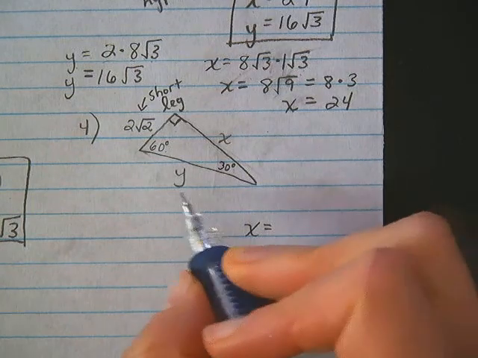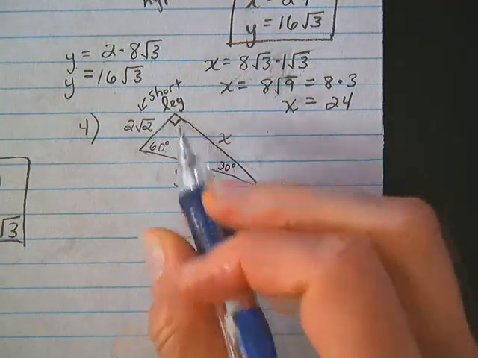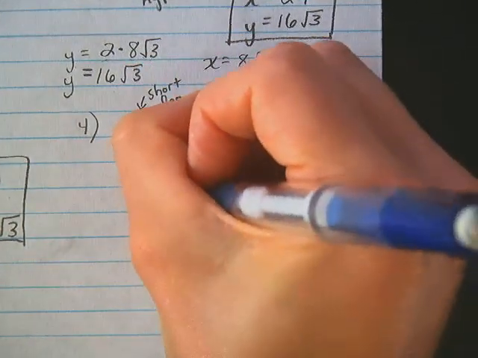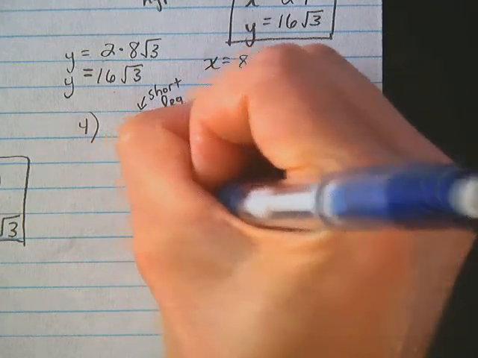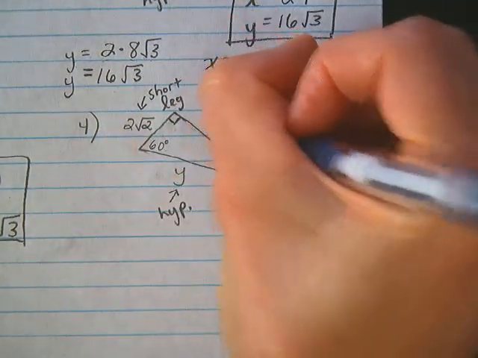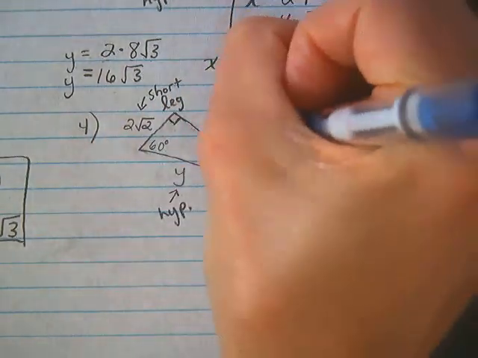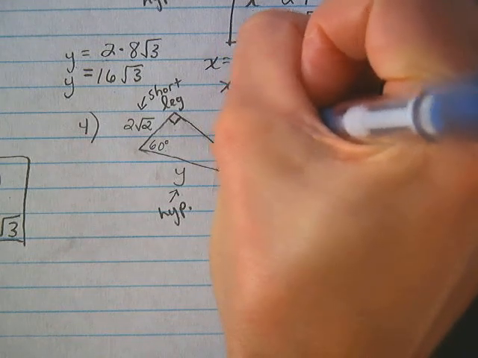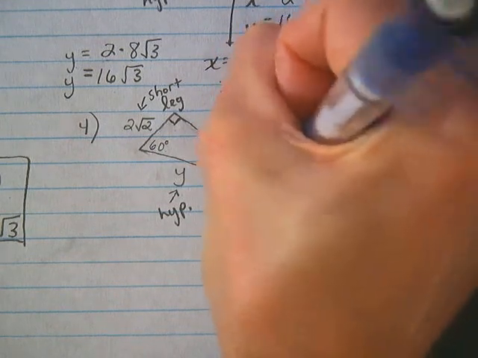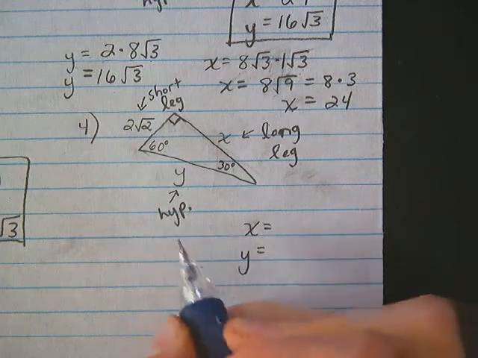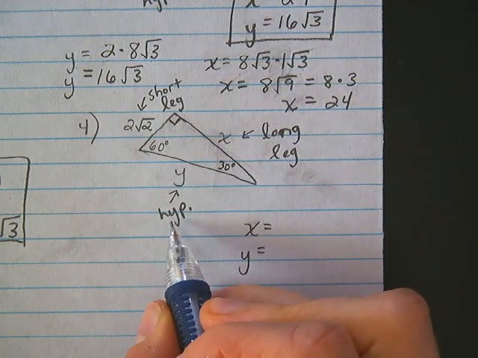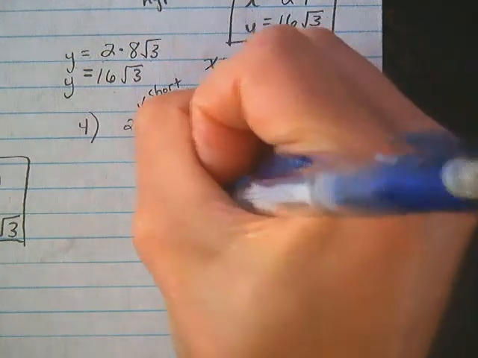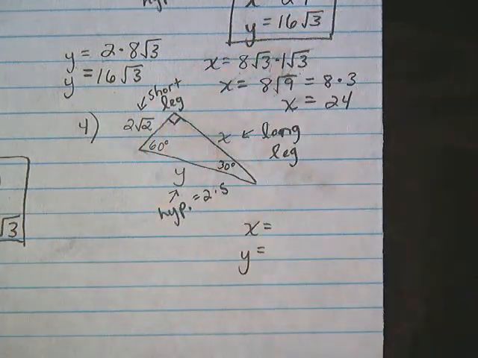And then we have to find this side, which is the side across from my 90. So that's your hypotenuse. And then we have to find this side. That's across from the 60. So that would be your long leg. All right. And so again, I'm going to find my hypotenuse first. The hypotenuse is equal to 2 times whatever the short leg is.